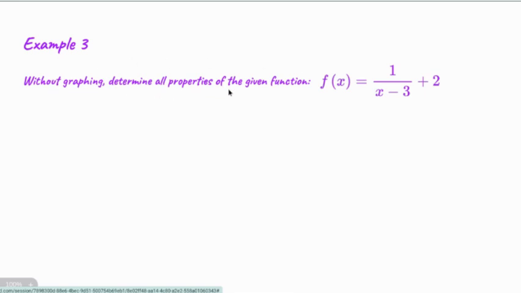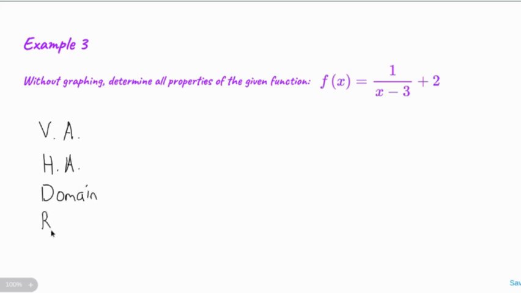Without graphing, determine all the properties of the given function. Okay, again, that was vertical asymptotes. I'll abbreviate that now. Horizontal asymptotes, we'll always figure out those first, and then our domain, and then our range. All right. Now, to do that, we look at this function and we have to reflect back on transformations of functions, because now it's not just 1 over x, it's 1 over x minus 3. Okay? So let's think about it.